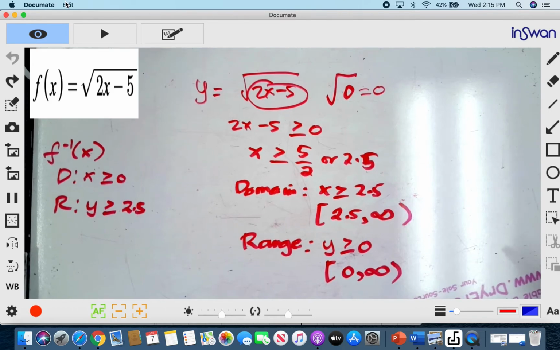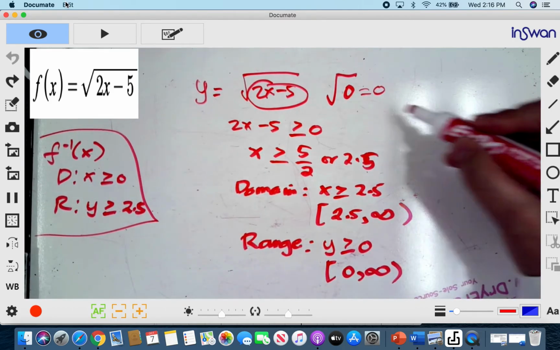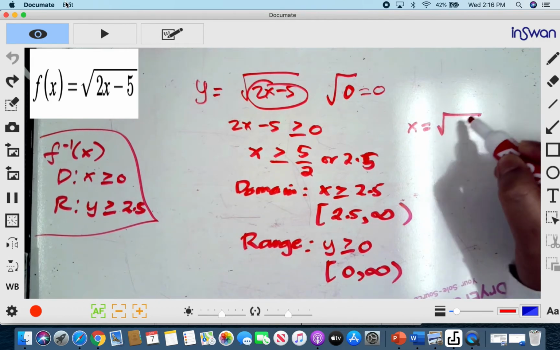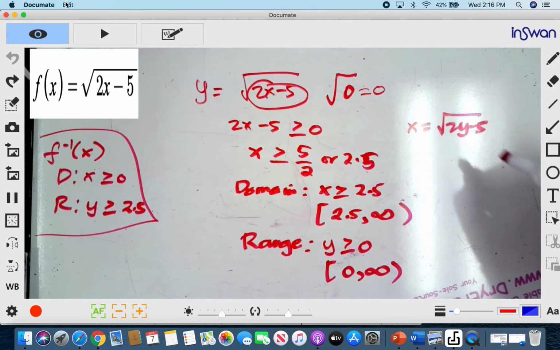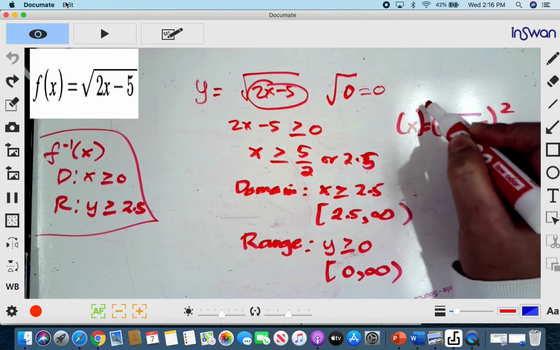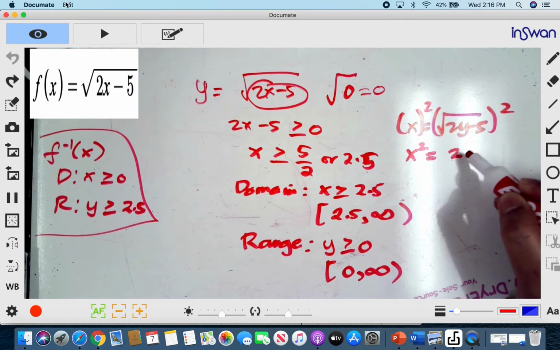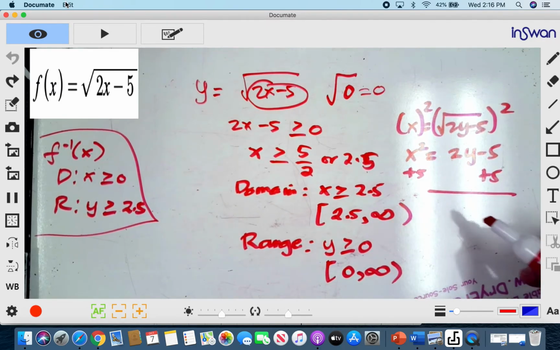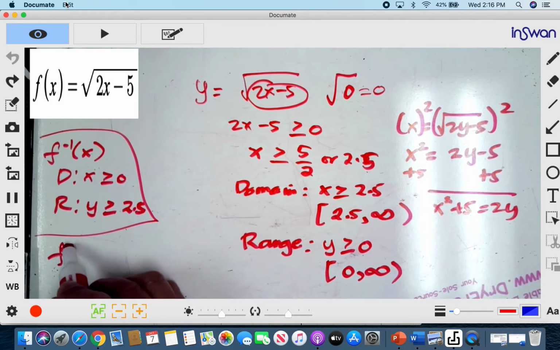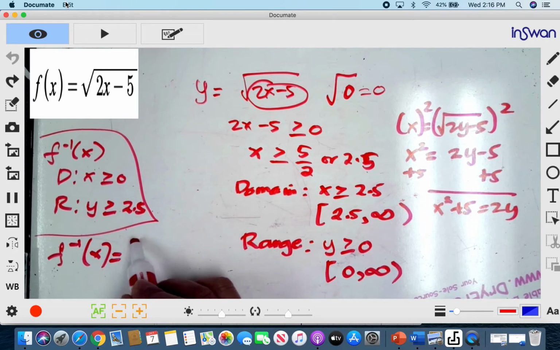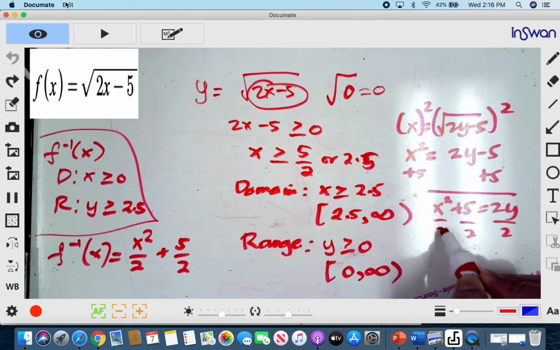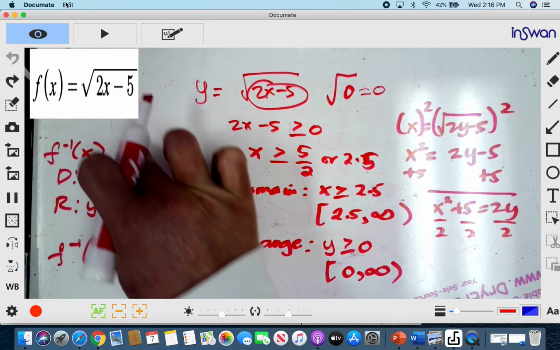So we will solve for the inverse function of our function. So we have to flip x and y. So you have x equal to the square root of 2y minus 5. We free 2y by raising the whole function to 2. And so you have x squared equal to 2y minus 5. Okay, so we add 5 to both sides of the equation. It will follow that x squared plus 5 is equal to 2y. And so our inverse function, I will write it here, is equal to x squared over 2 plus 5 over 2, since we will divide the whole equation by 2. So this is now our inverse function.